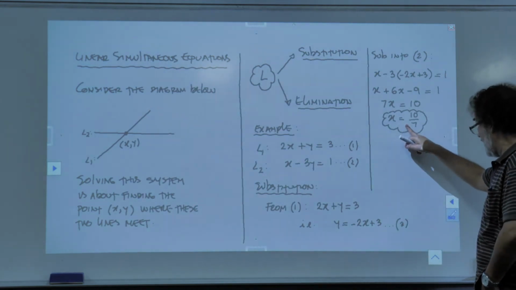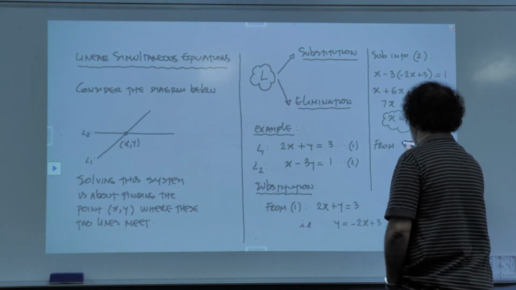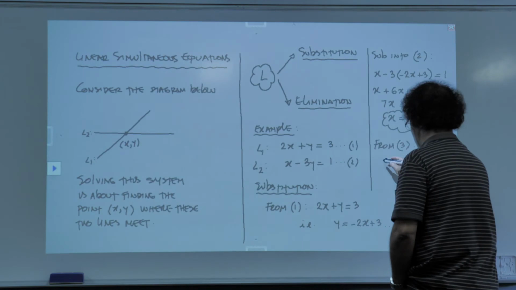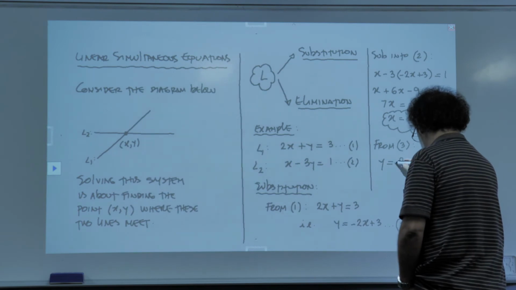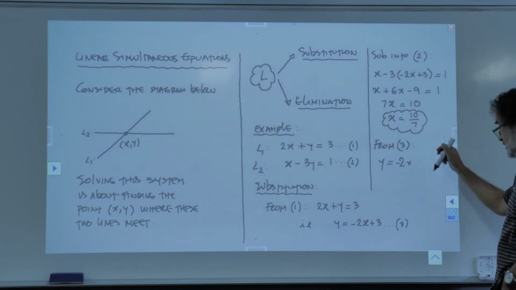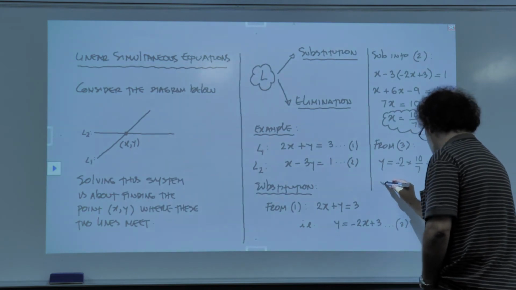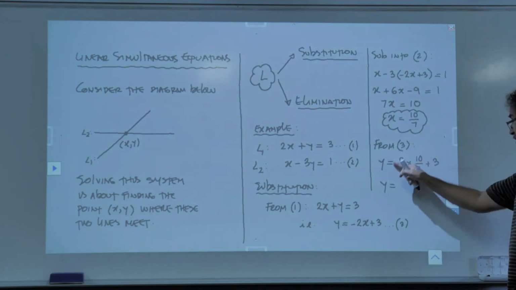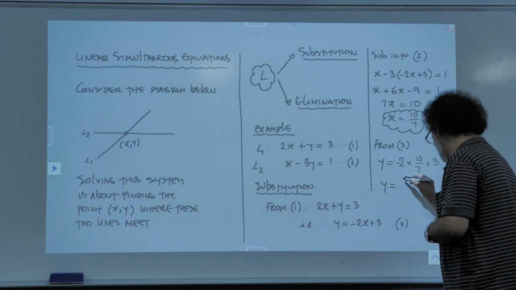Okay, so from equation 3, we have that y is equal to negative 2 multiplied by x, but we already know the answer for x, which is 10 over 7, and then plus 3. Okay, Emilia, can you please tell me what the answer for that is? 1 over 7. All right.